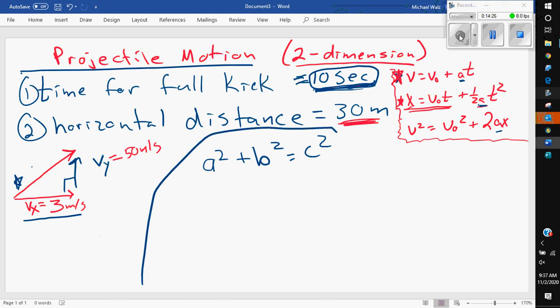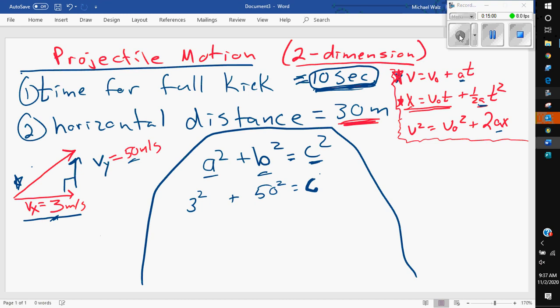So now we get to use it. Remember, it doesn't matter what you call A and B, as long as you don't call it the long side. The only one you have to make sure of is C squared. It's the long side, or the hypotenuse, is what we call it in the triangle, right? So I'm going to just put A as 3 here. Okay, so 3 squared plus, and I got 50 here, 50 squared equals C squared.